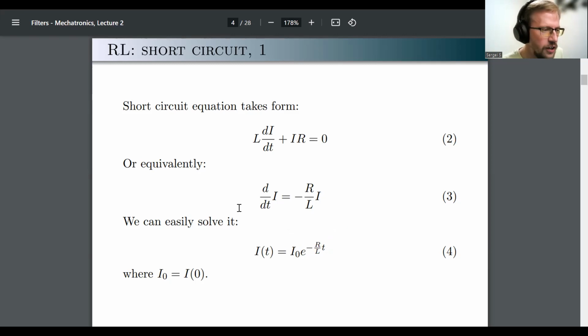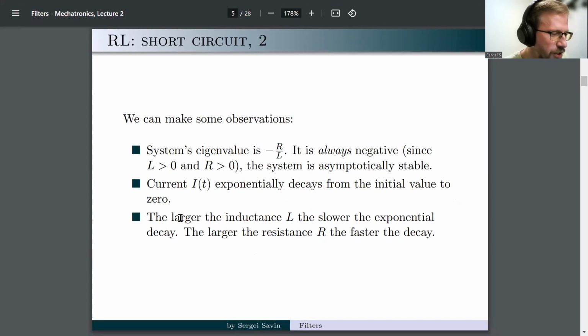Now, the larger the inductance, the slower the exponential decay. The larger the resistance, the faster the decay. This again physically makes total sense. Inductance, in a sense, is something that prevents the current from changing. So the larger the inductance, the less change we expect. But it has to change to 0 eventually, so the larger the inductance, the slower it will change to 0.